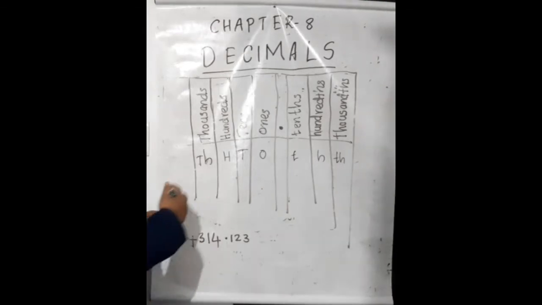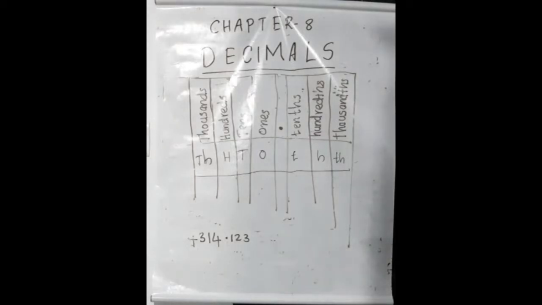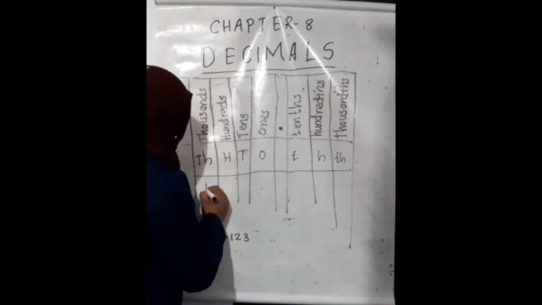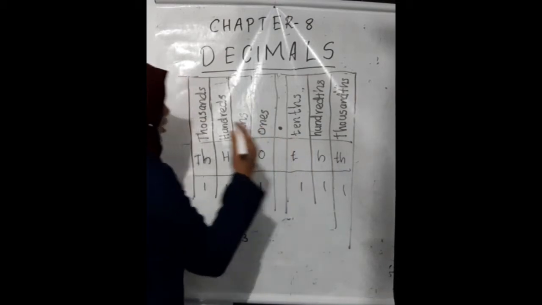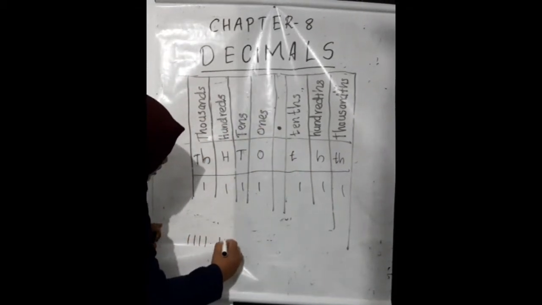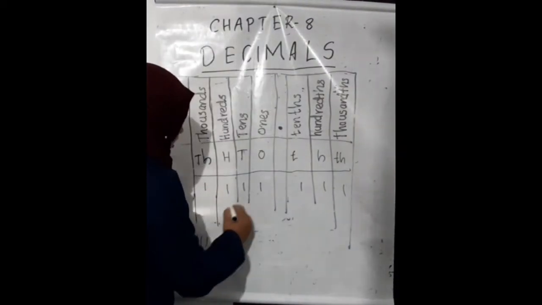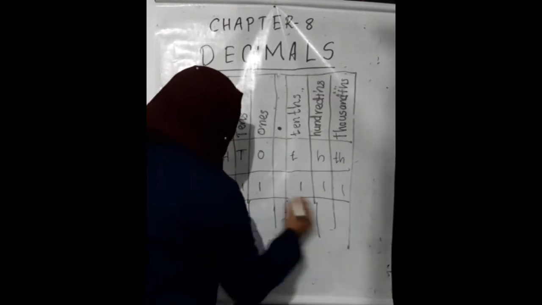and thousandths. Then instead of that, we are going to represent 1111.111. What will be their place values? Do you know what will be their place values here? What will be the place values of 1?